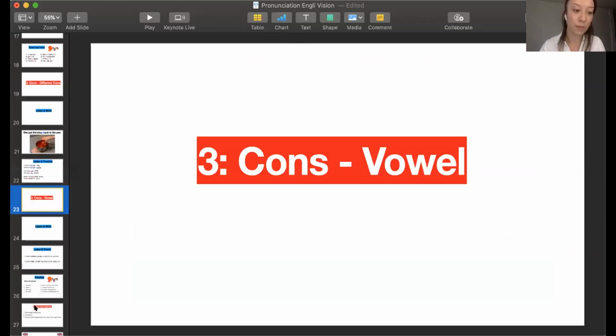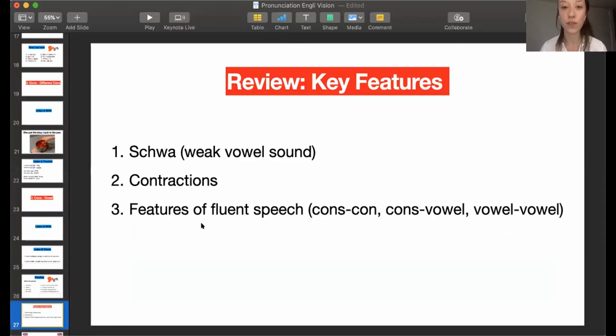Okay, so we had a look at these three main features. Schwa, a weak vowel sound, a contraction, and features of fluent speech, like consonant to vowel, and vowel to vowel.